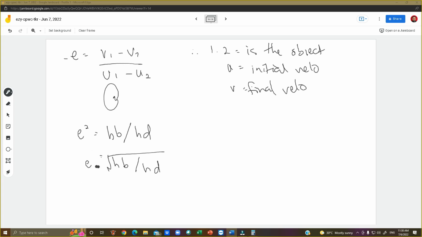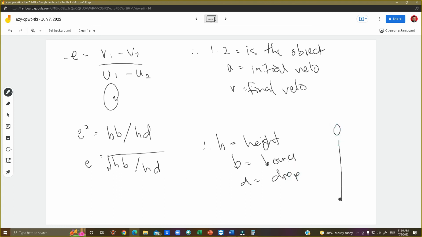E is coefficient of restitution, H representing height, B representing bounce, and D representing drop. Okay, contoh macam ni. Kita ada bola, kita drop, this is HD, and then the ball bounce back, this is HB, the height in meter. Okay, so apa cerita dia ni?